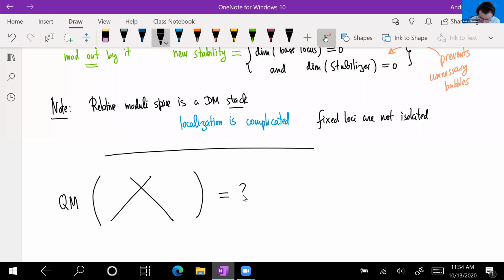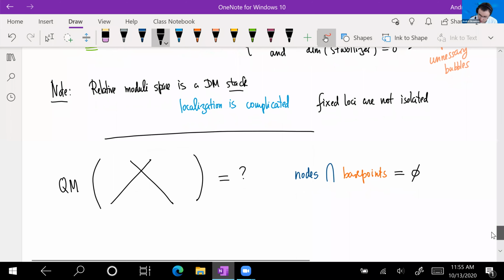As I said before, it's best if you don't allow singularities at the nodes, because then it gets really, from my point of view, unmanageable at best. I would say don't do that. And so the usual condition is that nodes want to be disjoint from base points. We would like this thing to be empty. Well, how are we going to keep nodes away from base points? We just had this discussion.